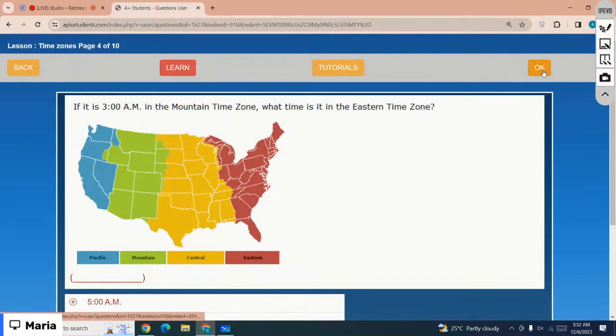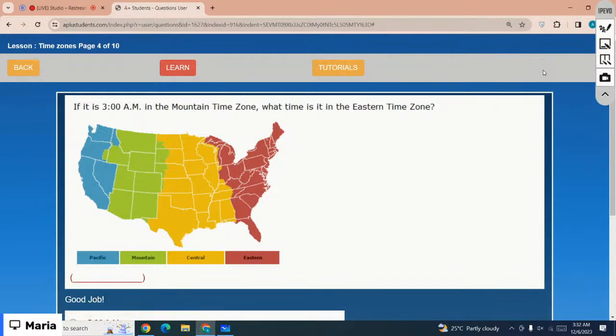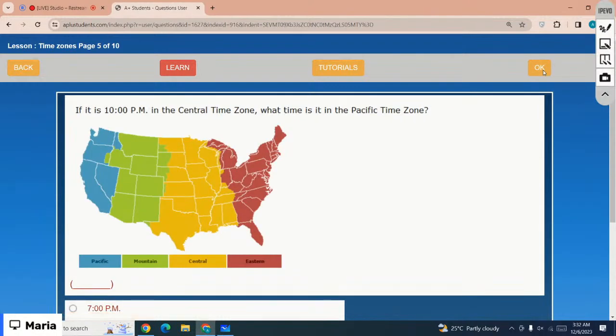The correct option is 5. The basic thing you have to understand here is: here is Pacific, then mountain, then central, then eastern. If you have to convert from Pacific to this side, any conversion, from Pacific to mountain, or central, or eastern: from Pacific to mountain, you need to add 2. From Pacific to central, you need to add 2. From Pacific to eastern, you need to add 3.